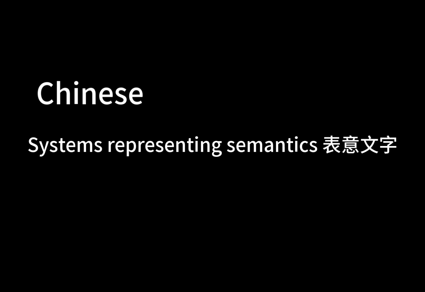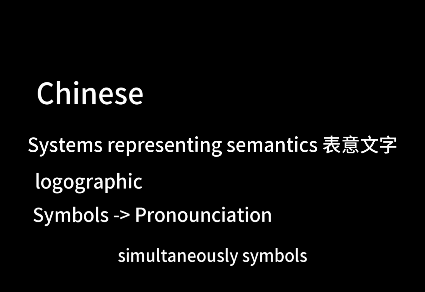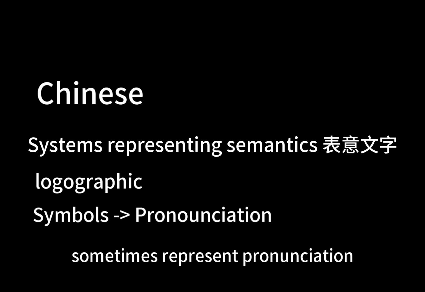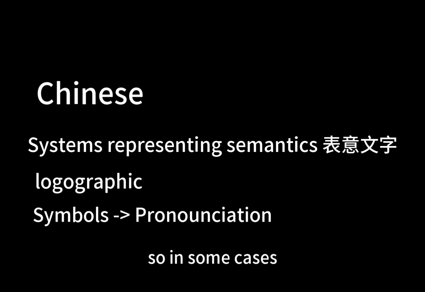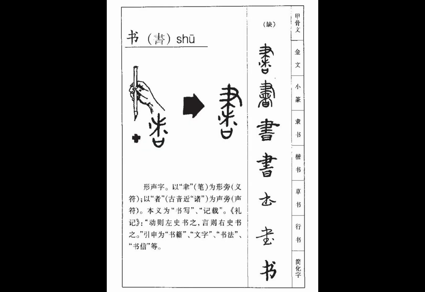On the other hand, Chinese represents semantics. Symbols represent meaning, and we call it logographic. Simultaneously, symbols sometimes represent pronunciation, so in some cases, it is possible to deduce the pronunciation. We can find it from this case, shu, book.